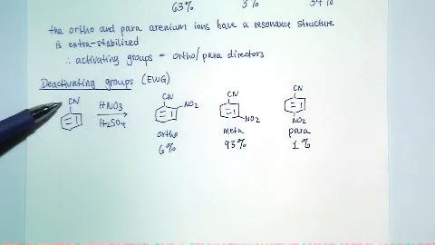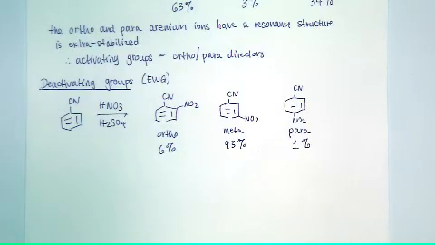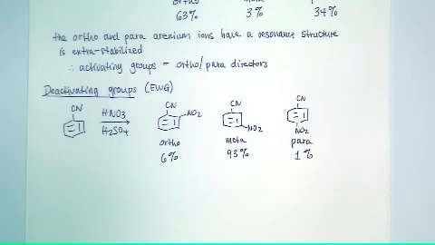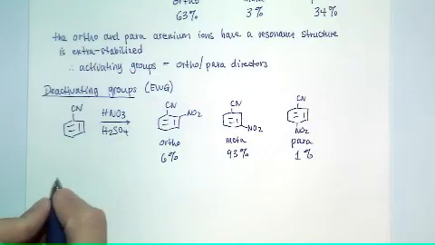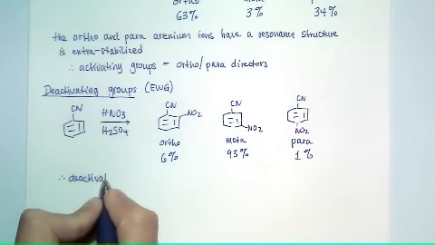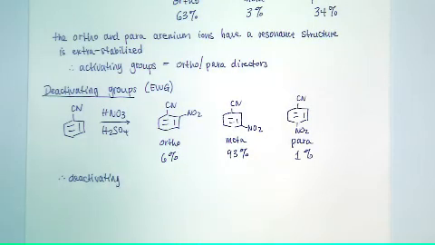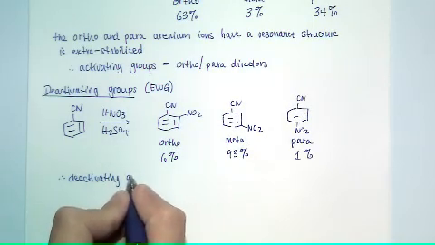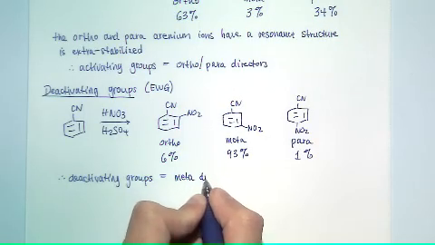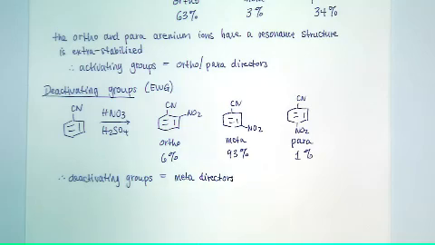So the identity and electronic properties of the substituents have a huge effect. 93% versus 3% on where other groups get put. Okay, so activating groups are ortho-para-directors, so deactivating groups are meta-directors.